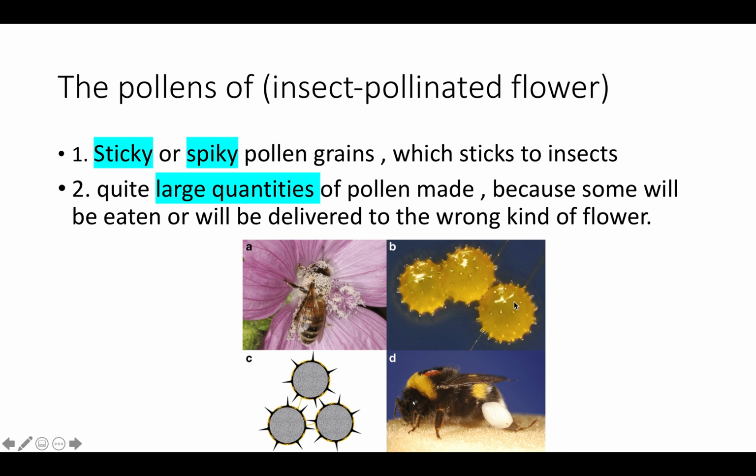So the pollen grains, here we're talking about the pollen grains or the pollens, not the flowers or the plants. If you were asked to list the characteristics of pollen grains that are in the insect pollinated flowers, they are spiky, they are sticky, and they are large. They are in large quantities most of the time, so that they could spread, and there would be an advantage in spreading the pollens.